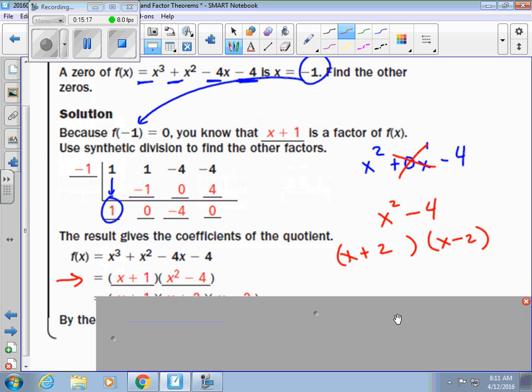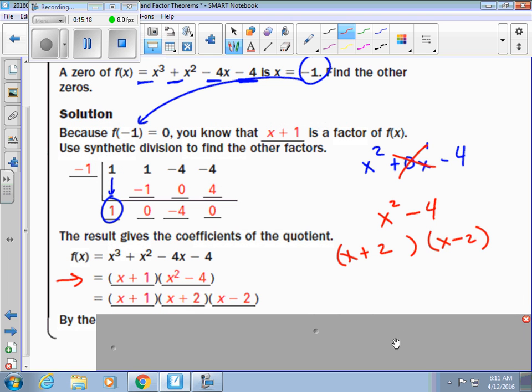So we have three different factors. Now we have x plus 1, and x plus 1 came from the original problem. Since it said x is equal to negative 1, you do the opposite sign, x plus 1. The next ones are x plus 2 and x minus 1. So all of this is equal to 0.